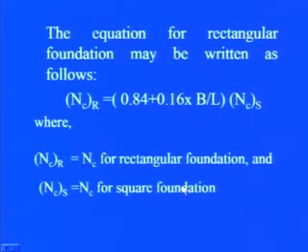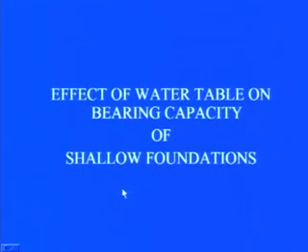The equation for obtaining the value of NC for a rectangular foundation may be written as NCR equal to 0.84 plus 0.16 B upon L, times NCS, where B is the width of the foundation, L is the length of the foundation, and NCS is the NC value for the strip footing. This NC value of the strip footing may be obtained from the previous graph or the table. So, NCR is NC for the rectangular foundation. Now, all these correlations are valid when the soil is dry.